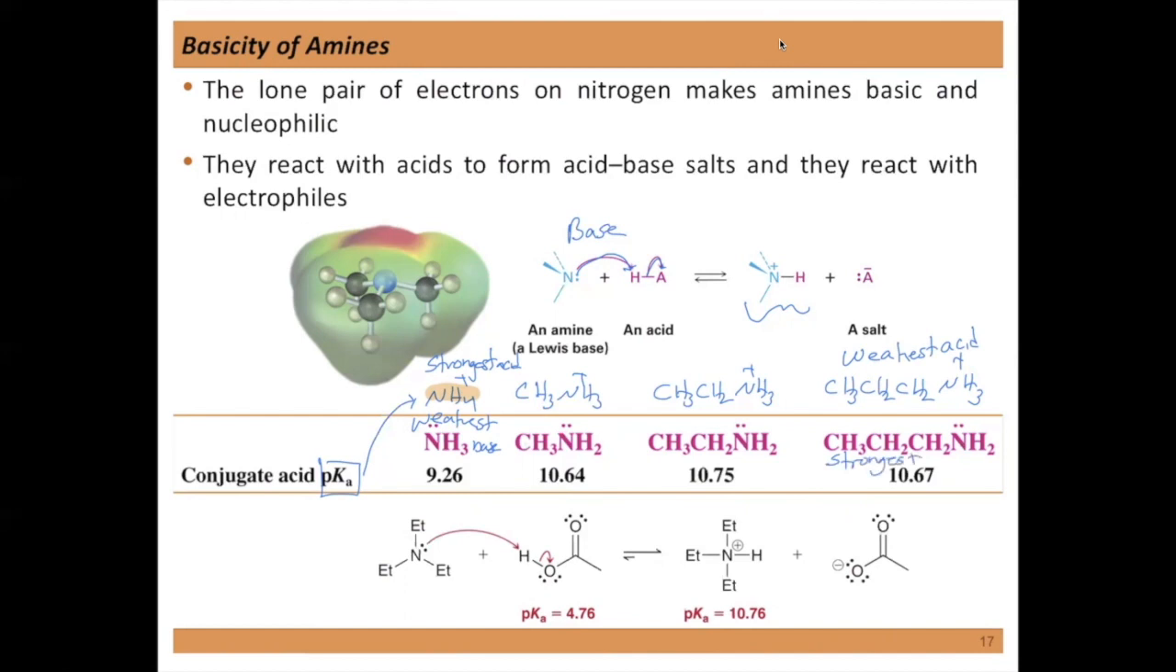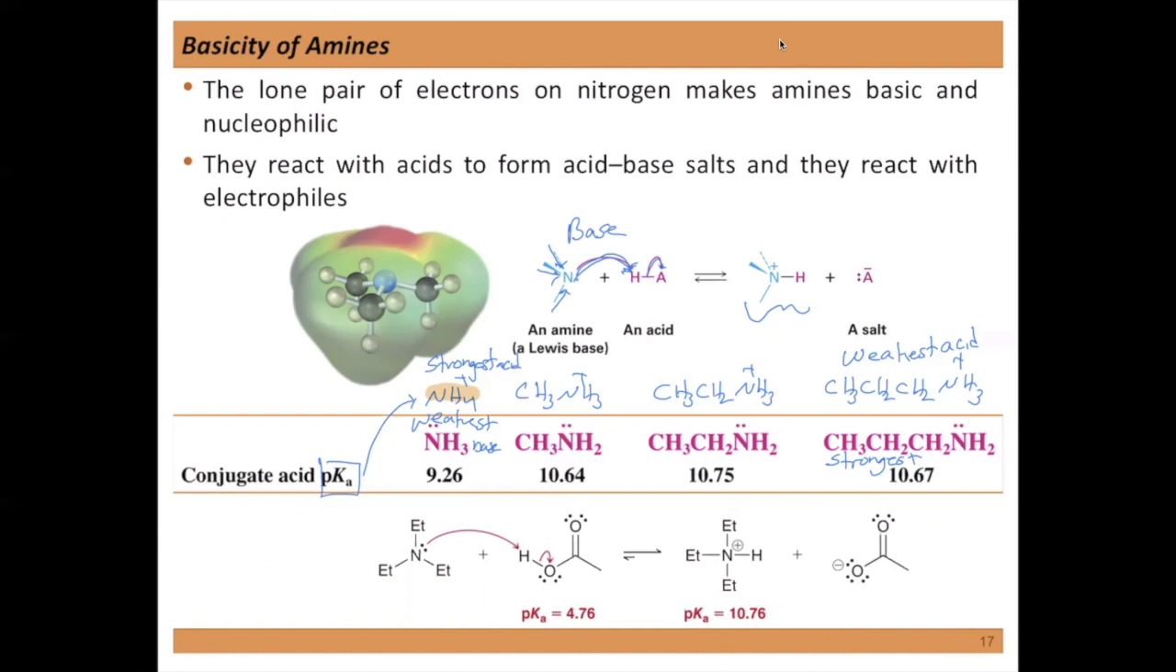So let's see if we can figure out why propylamine would be a stronger base than just ammonia. And I'll give you a hint. To be a base, you want electrons. You want things to push electrons into that nitrogen so that nitrogen can push its electrons out. So propylamine is a stronger base than ammonia.